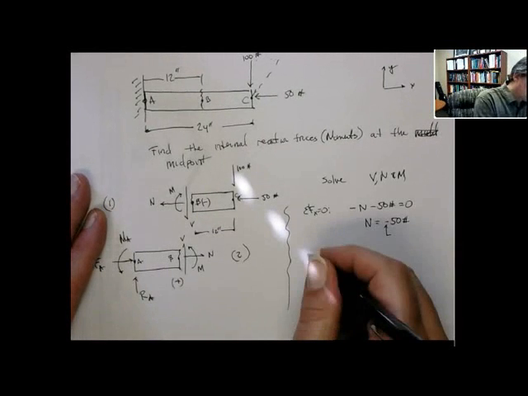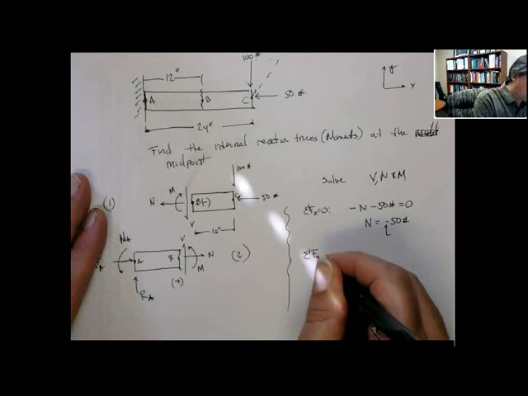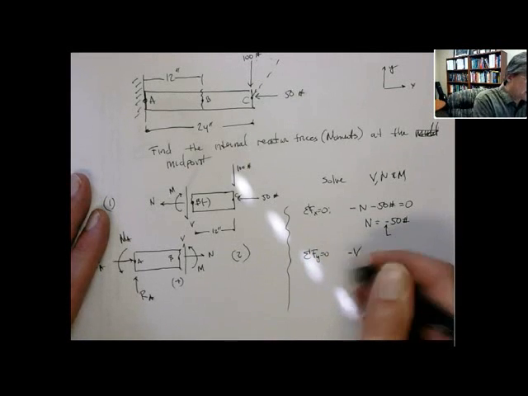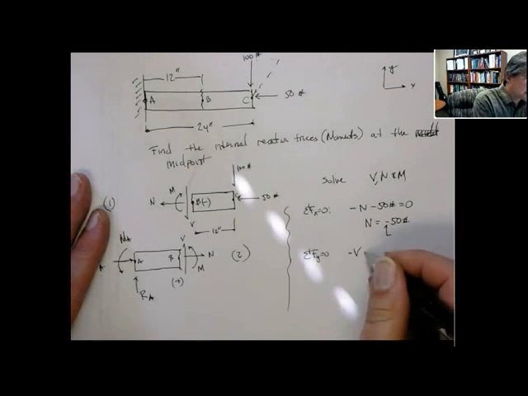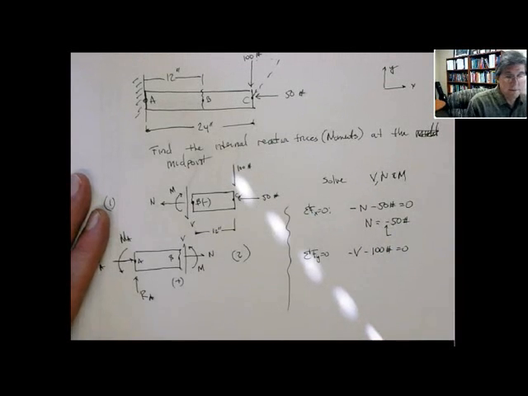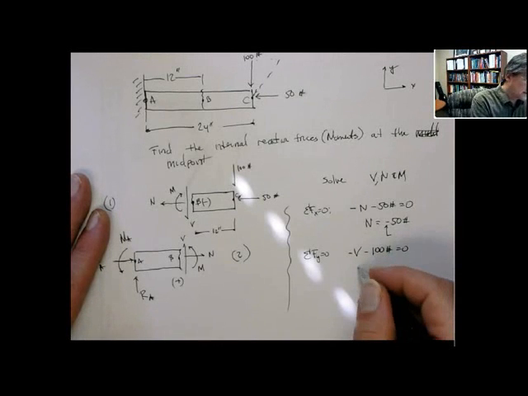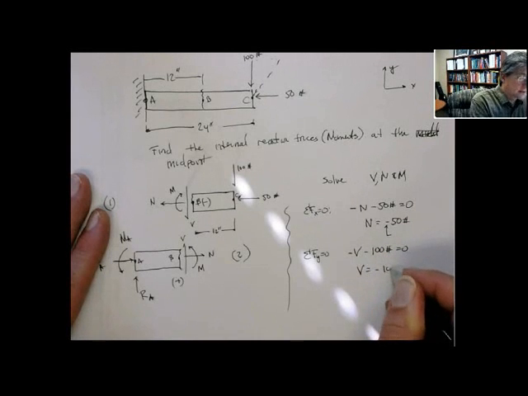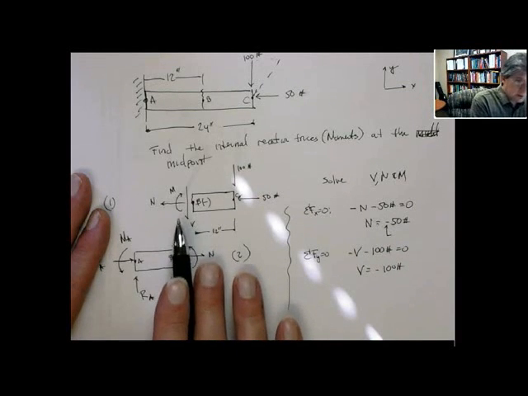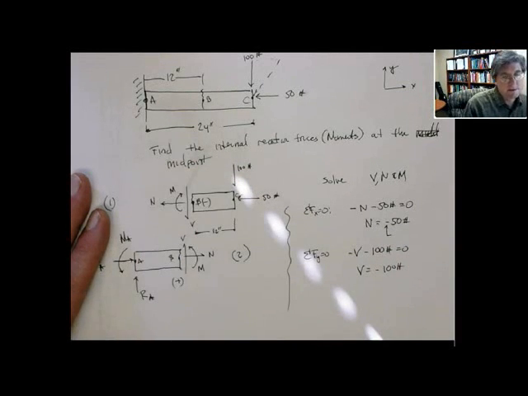Now we can also do sum of forces in the y equal to 0, and that gives me minus V, it's in the negative direction, minus 100 pounds equals 0. And that gives me, again, V is equal to minus 100 pounds. So actually V on this face is going in the other direction, and it's 100 pounds.